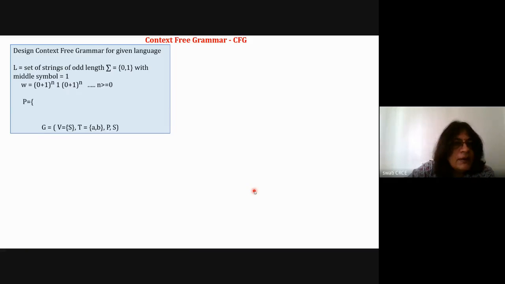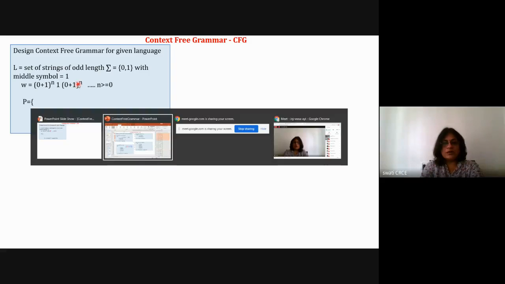Now see here the set of strings of odd length with the middle symbol equal to 1. Set of strings with odd length. So if it is odd length and the middle symbol should be 1. So to the left hand side of 1, there can be anything either 0 or 1 or to the right hand side there can be anything either 0 or 1. But for one left symbol, one right symbol should be generated so that it will remain as a string of odd length. Okay, so anyone can suggest me what to write here? The rules. Write down your answer in the chat box.